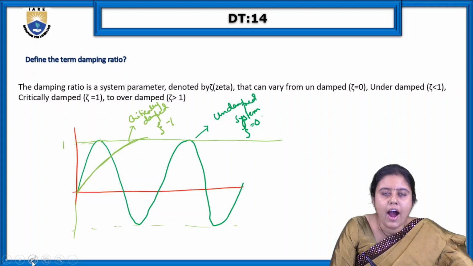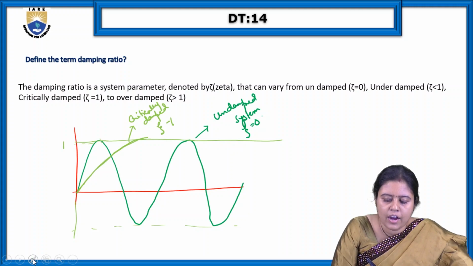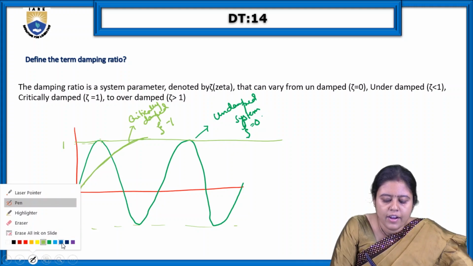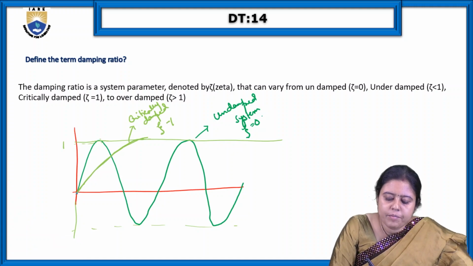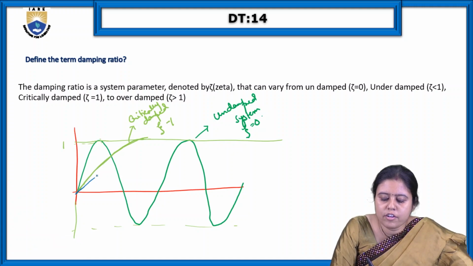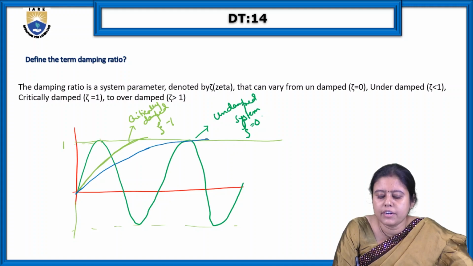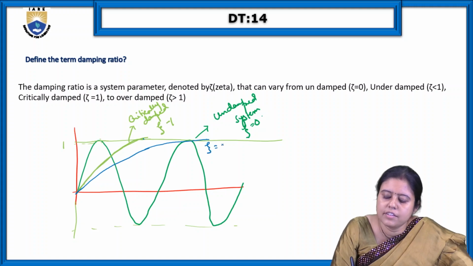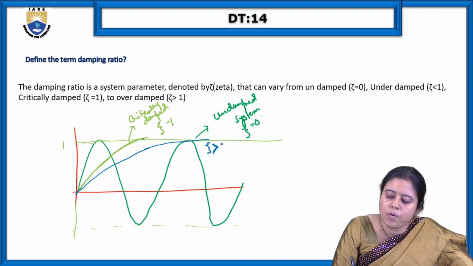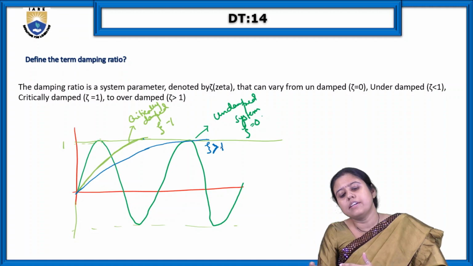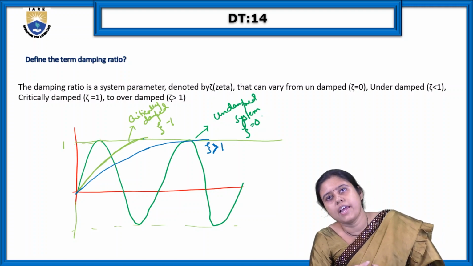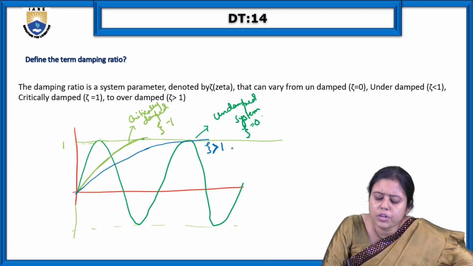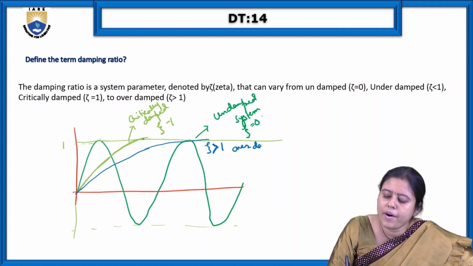Now we will discuss the other two. One is the underdamped system, one is the overdamped system. Overdamped system means it will reach the desired value, but it will take much more time than the critically damped system. So zeta is greater than 1. It will reach our desired value, but it will take more time. So this is called the overdamped system.